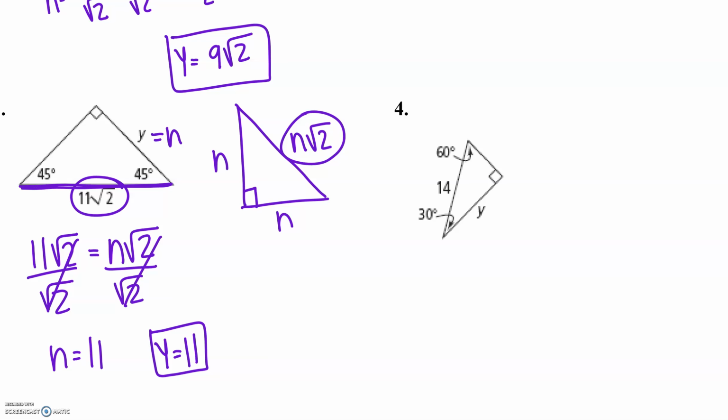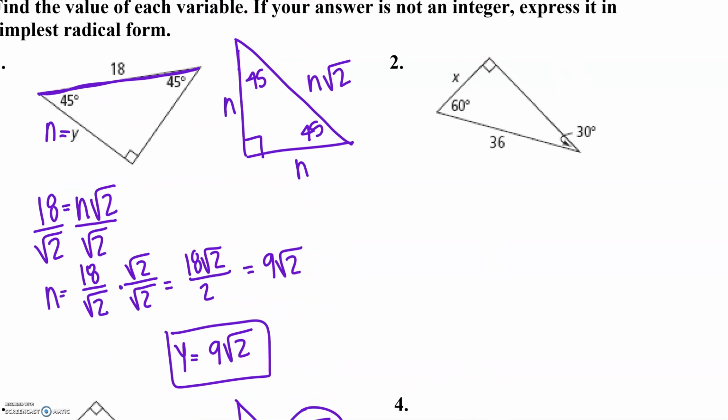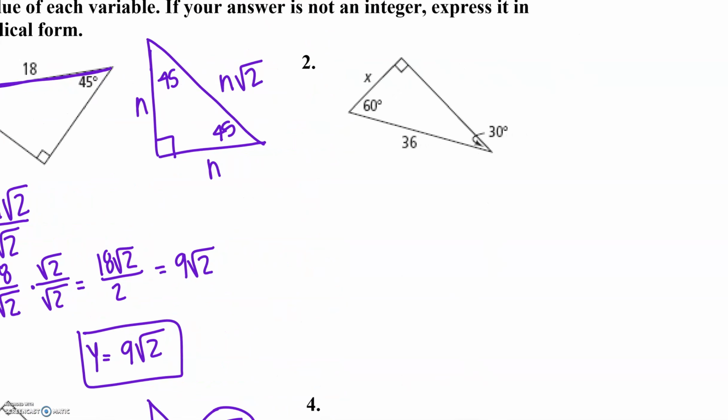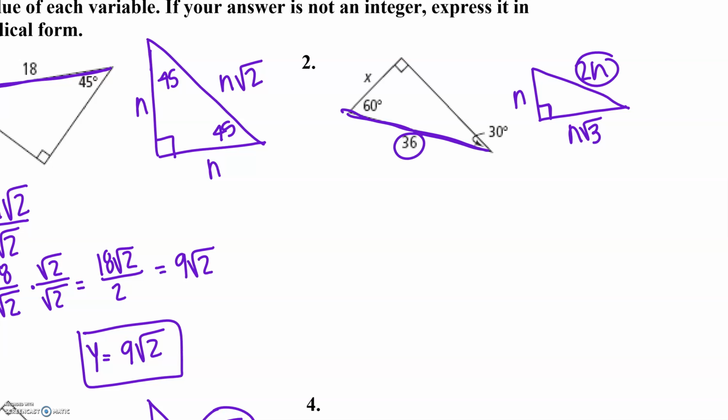Okay, for our 30, 60, 90 triangles, for 30, 60, 90, we're going to have n as our small side, n square roots of 3 as our longer side, and 2n as our hypotenuse. So on this triangle, it gives us our hypotenuse. So we're going to set this 36 equal to 2n.